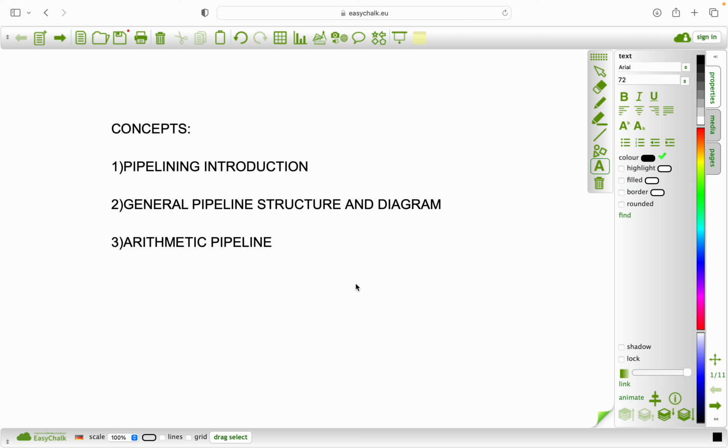Today we're going to discuss the following topics: pipelining, introduction to pipeline, general pipeline structure and diagram, and arithmetic pipeline.